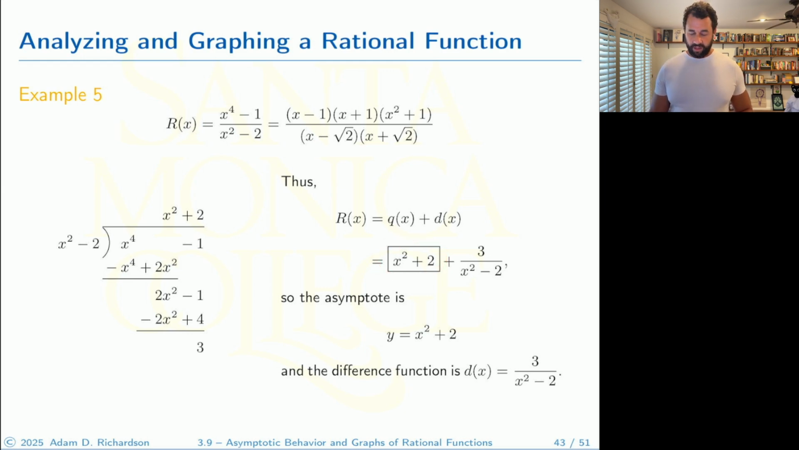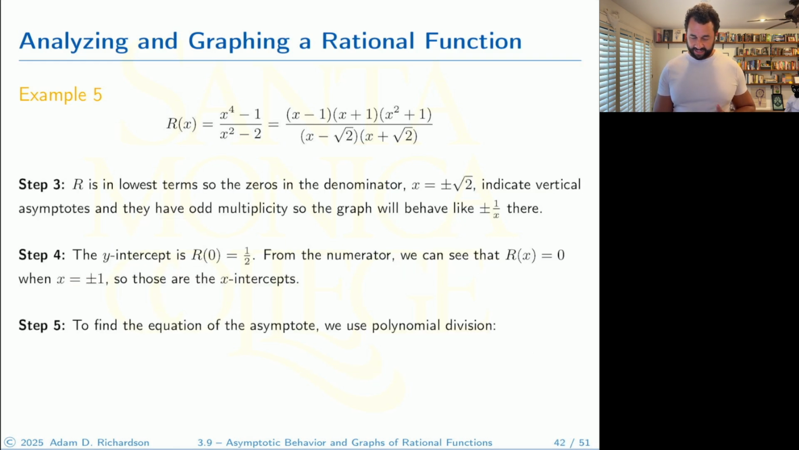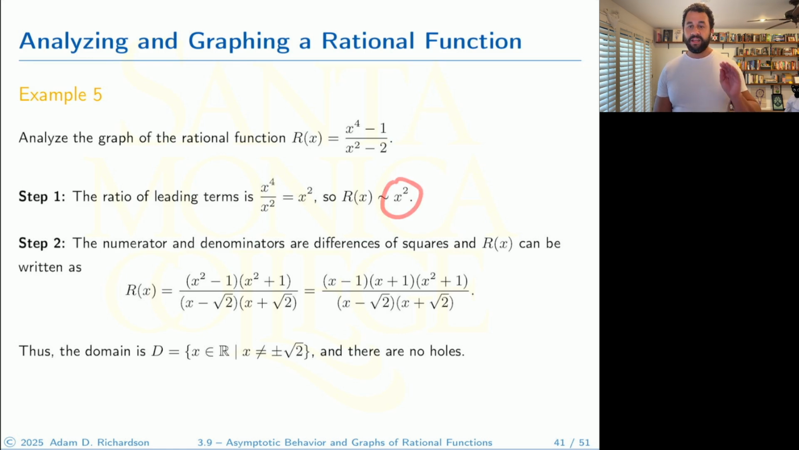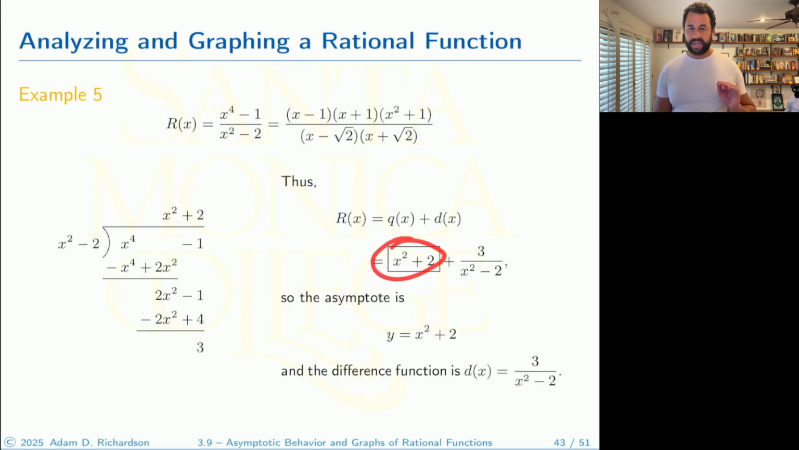All right, so this rational function looks like x squared plus 2, but then pushed away up or down by this amount right here. One thing I really want to point out explicitly is that in the beginning, we found that the end behavior was going to be like x squared. But notice that that's not the exact asymptote itself. The asymptote itself is x squared plus 2. So note that when we have that little squiggly line, it really is a squiggly line. It's not an equal sign. So that's the asymptote. That's our difference function.